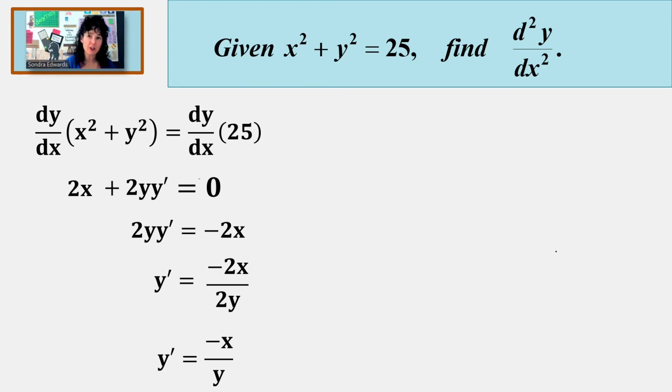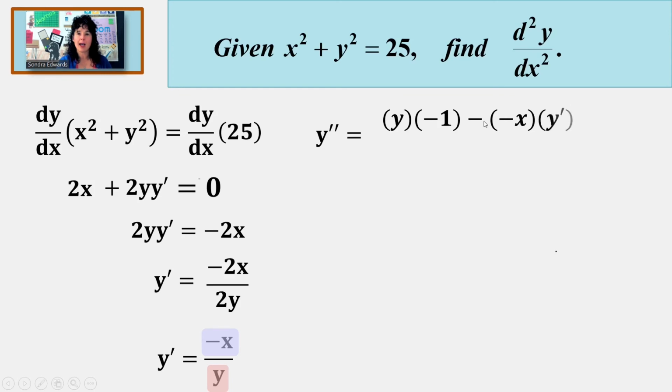Okay, I want to take another derivative to get me to d squared y over dx squared, find y double prime. So let's just start here. Notice that for y prime, we had a fraction, negative x divided by y. That is going to require the quotient rule to take the derivative. Low d high minus high d low over low squared. Denominator times the derivative of the numerator, and the derivative of negative x was negative 1, minus the numerator, which was negative x, times the derivative of the denominator, which is just y prime.